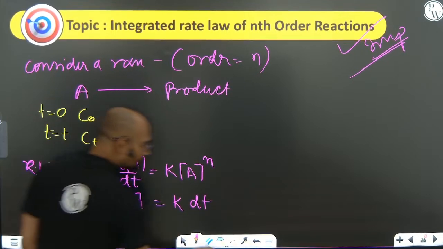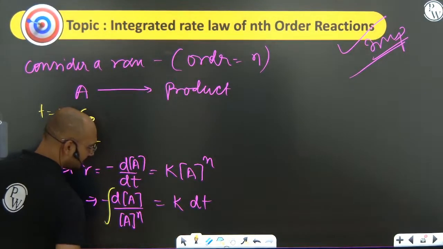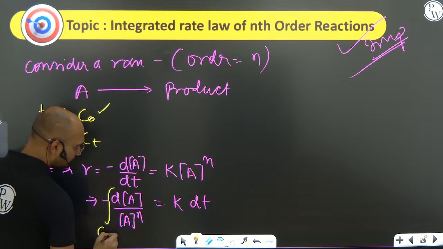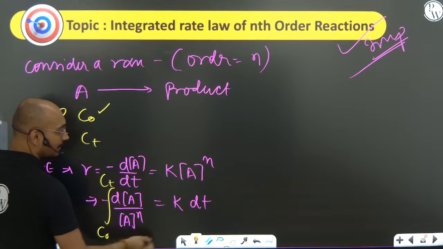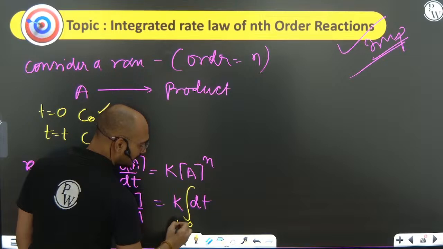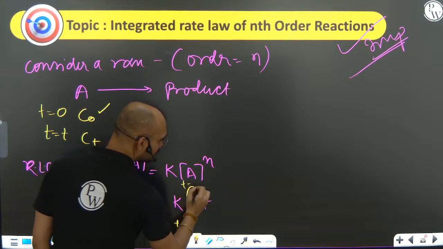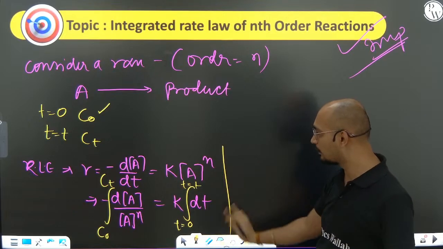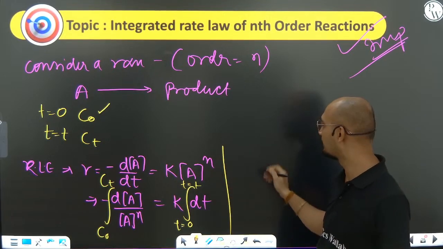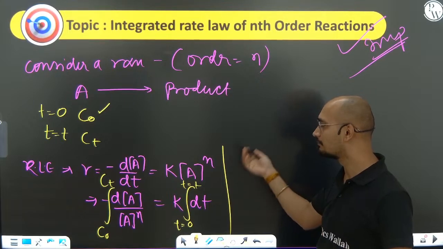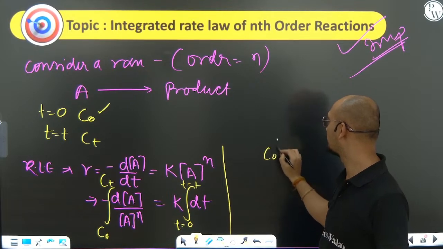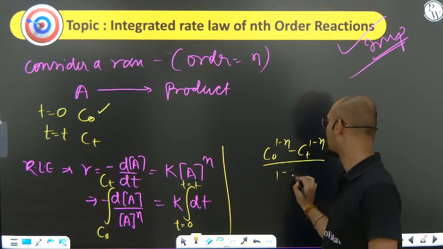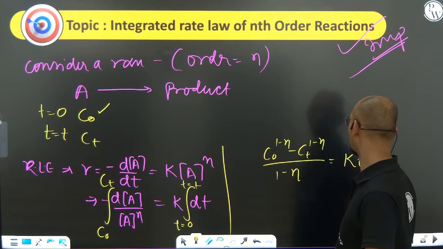Now we can just integrate it. Integrate the concentration from C0 to Ct, and time from t equals 0 to t equals t. What will be the final answer? After doing all these integration calculations, we get the final answer: C0 to the power 1 minus n minus Ct to the power 1 minus n, divided by 1 minus n, equals Kt.